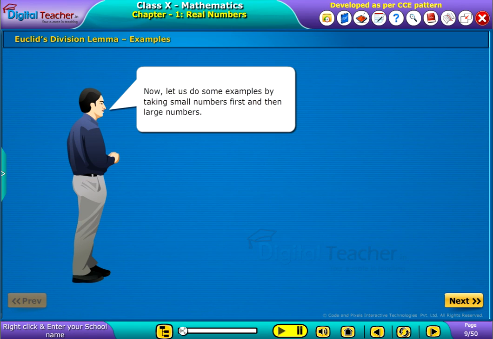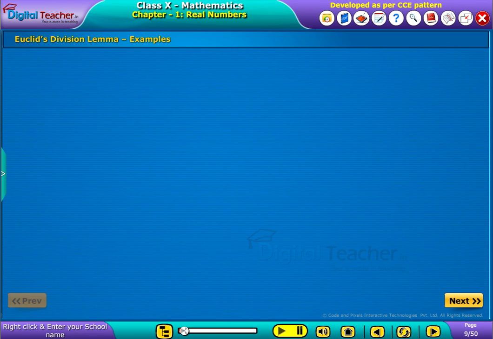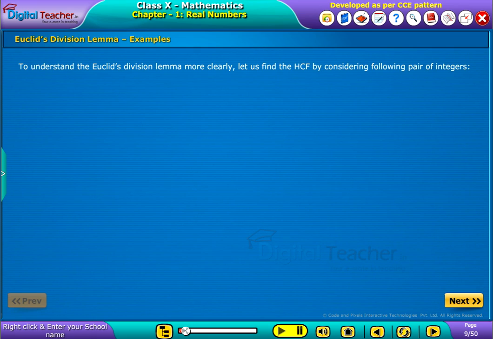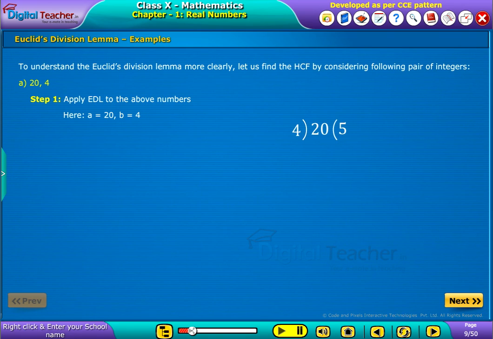Now, let us do some examples by taking small numbers first and then large numbers. To understand Euclid's division lemma more clearly, let us find the HCF by considering the following pairs of integers. A. 20, 4. Step 1. Apply EDL to the above numbers. Here a is equal to 20, b is equal to 4. Substitute the values in a is equal to bq plus r.